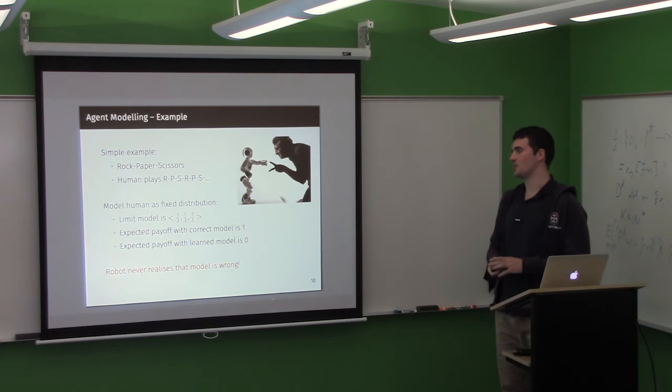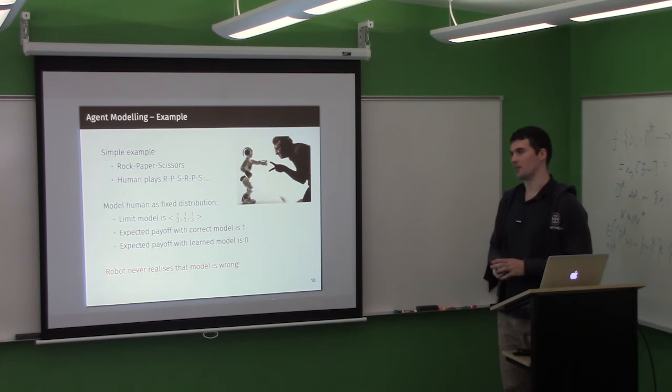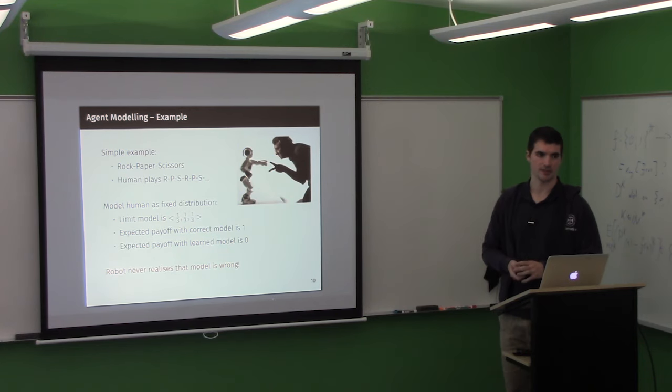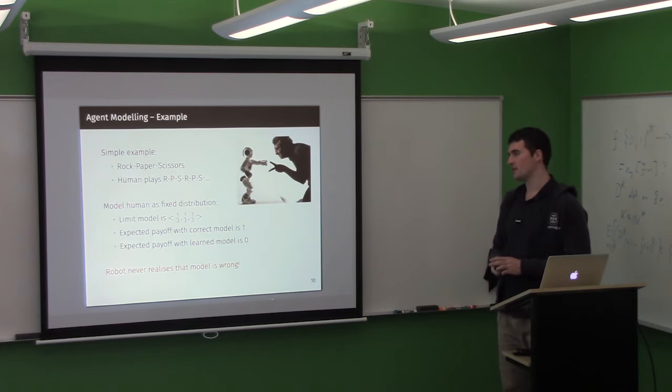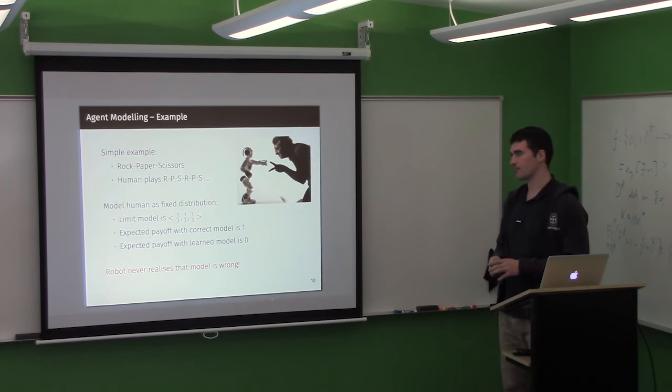In the planning, if you were to plan with the correct model, your expected payoff would be 1, because you can always choose the winning action in each time step. Whereas with the learned model, the expected payoff would be 0, which is as bad as playing randomly. And the problem here is that the robot will never realize that the model is incorrect, neither in the learning step nor in the planning step.